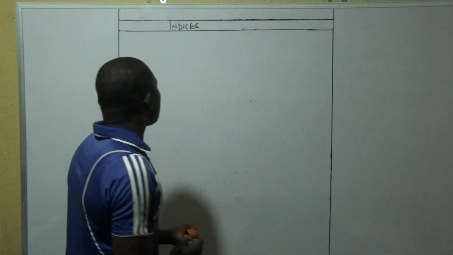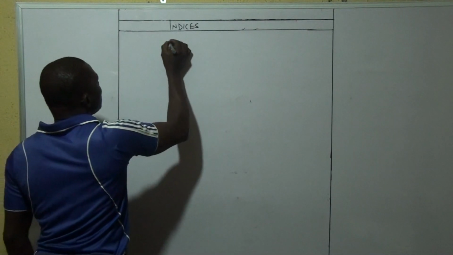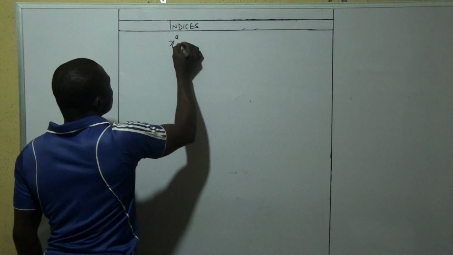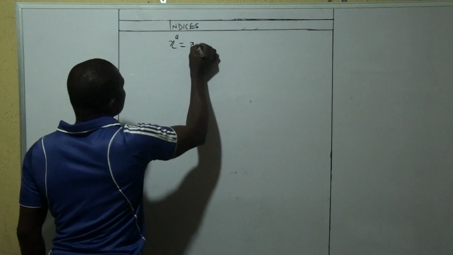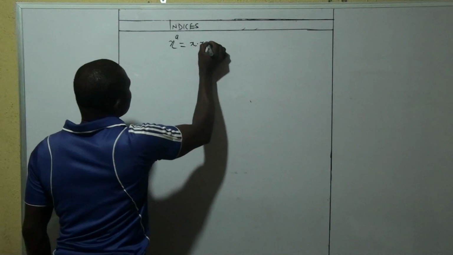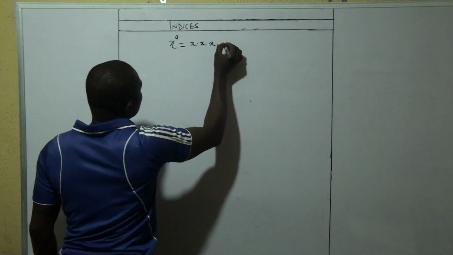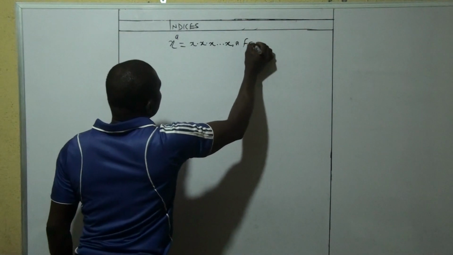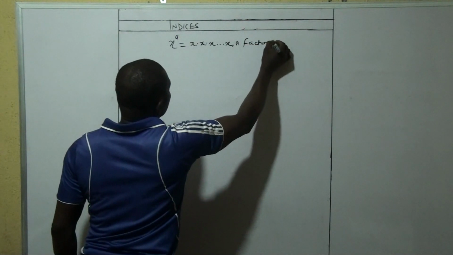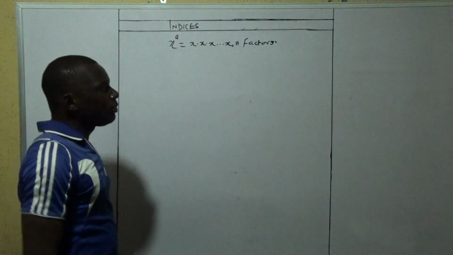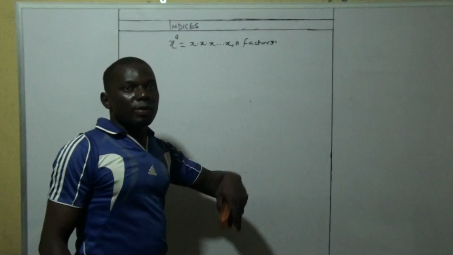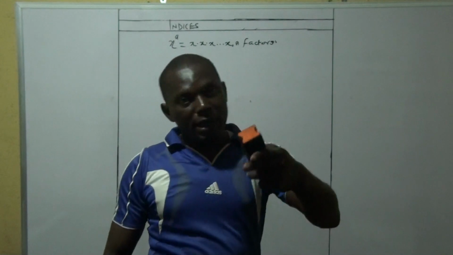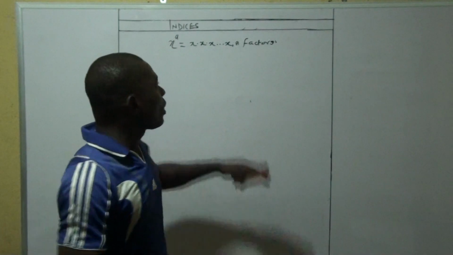But before then, let's look at some things. Assuming we have, let's say, x raised to the power a, this one simply means x times x times x, a factors. It means x is multiplying itself a number of a times. That is the meaning of what is on the board.